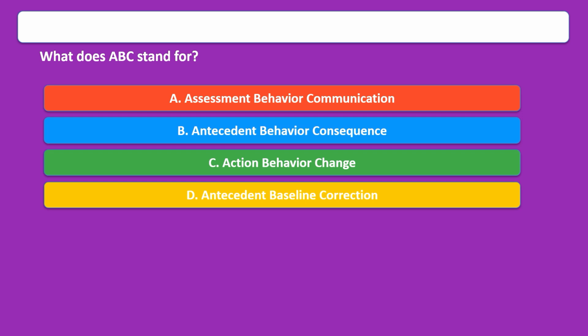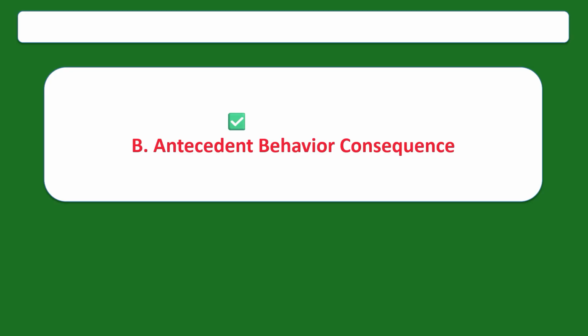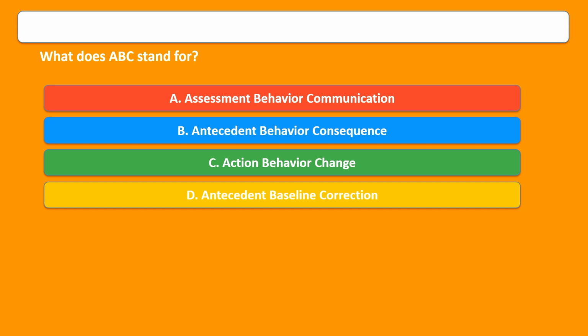Question 19. Why is confidentiality important for an RBT? A. It saves time. B. It protects client privacy. C. It reduces paperwork. D. It improves attendance. Pause. Answer. The correct answer is B. It protects client privacy. Maintaining confidentiality is a key ethical responsibility for every registered behavior technician.